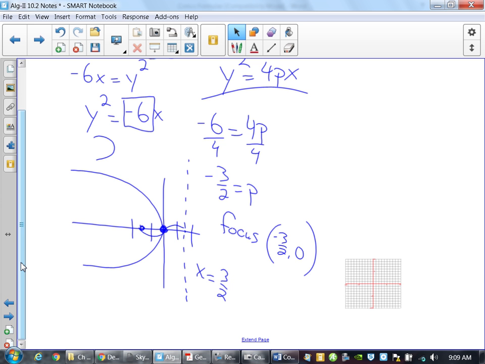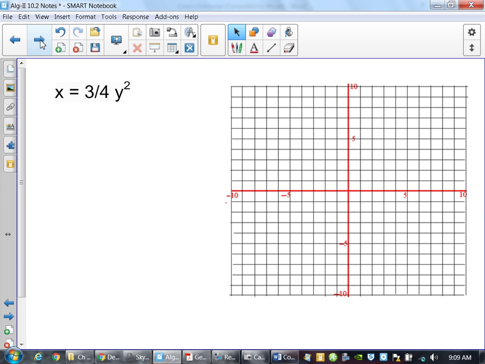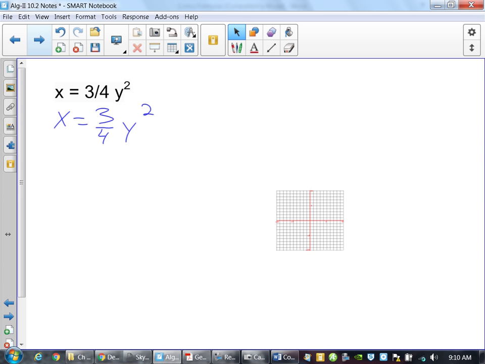Let's try another one. So x equals 3/4 y squared. Graph paper, schmaff paper, we don't need no stinking graph paper.